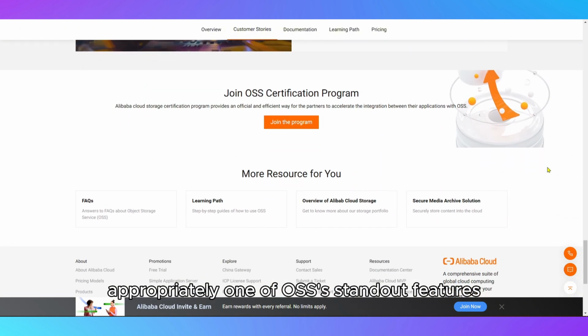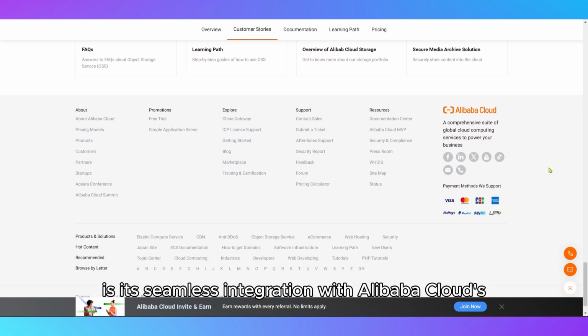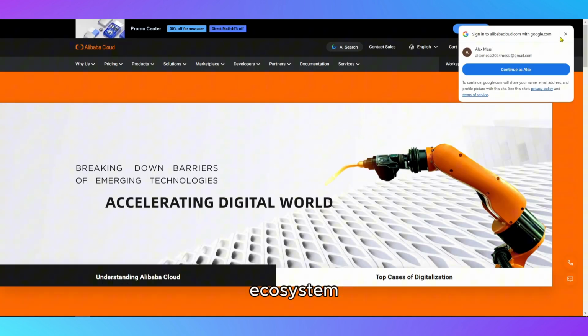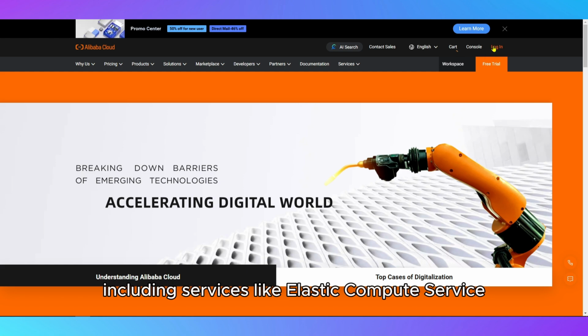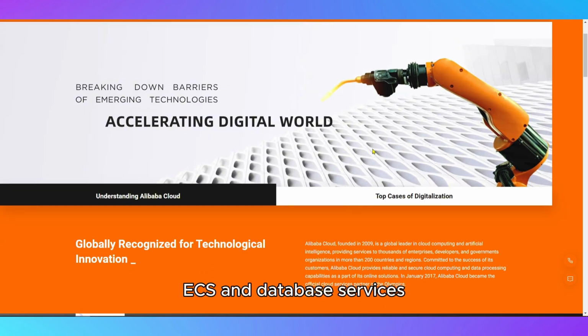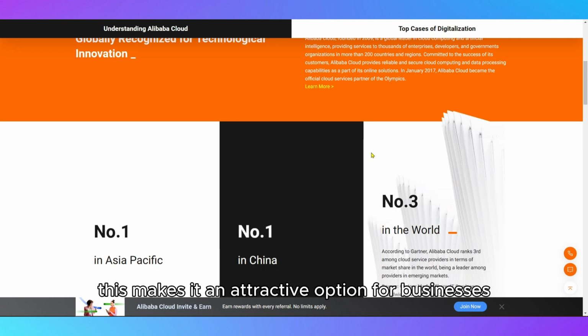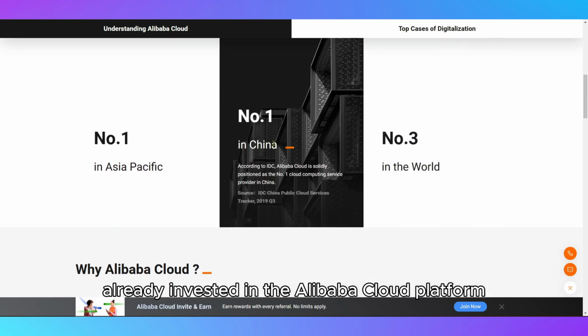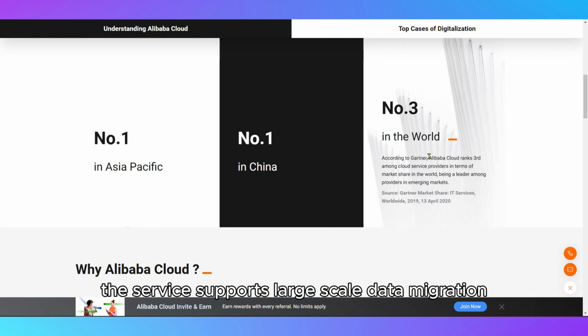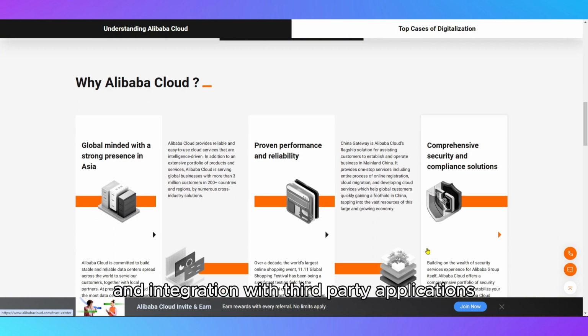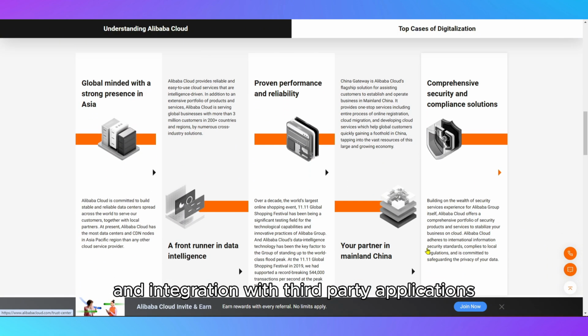One of OSS's standout features is its seamless integration with Alibaba Cloud's ecosystem, including services like Elastic Compute Service, ECS, and database services. This makes it an attractive option for businesses already invested in the Alibaba Cloud platform. Additionally, the service supports large-scale data migration and integration with third-party applications.